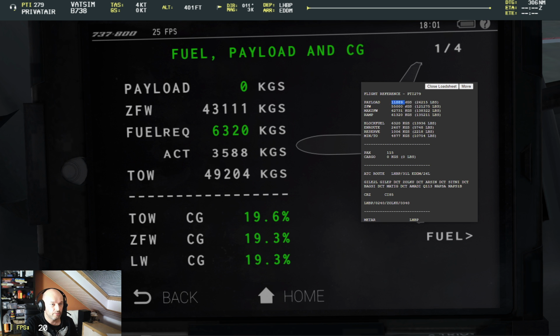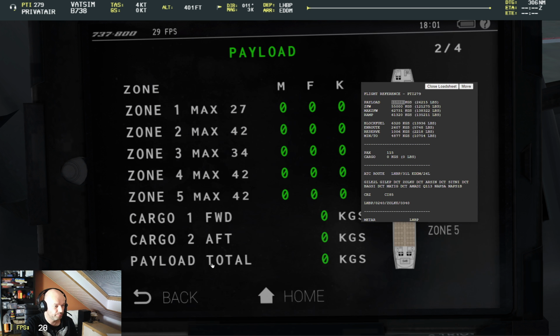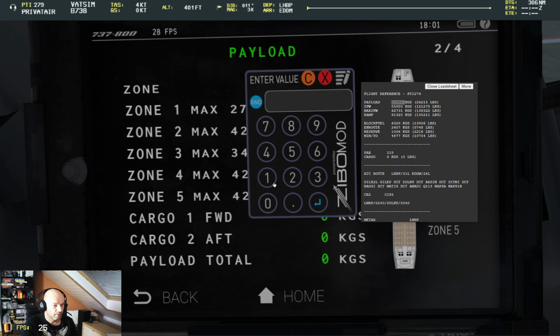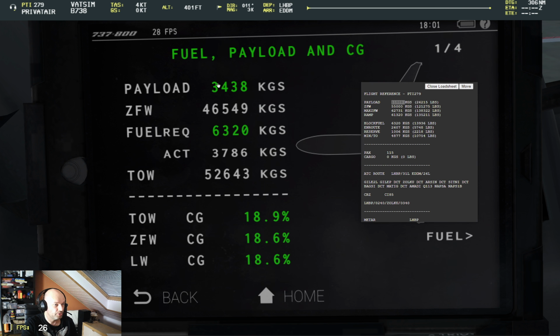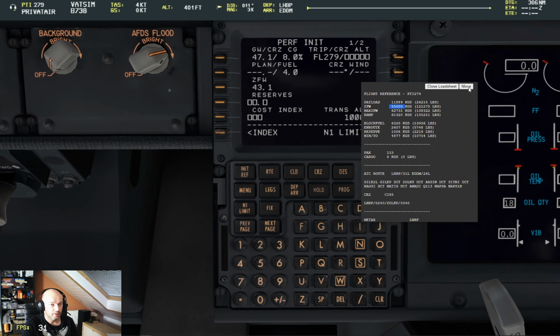And we need payload here, 11889. We click here on payload and then here payload total. And here we insert the number 11889. Enter. And we go back to the first page and it should now fill up. It takes a few seconds and we should see a zero fuel weight of 55 tons. There we go. That's fine. Now we can go back to our FMC and finish that slide.